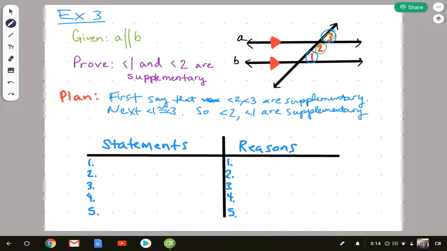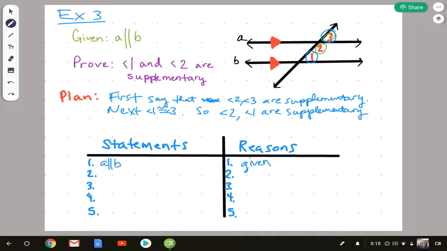Okay, so if this is my plan, then the next thing I'm going to do is go ahead and write down what those statements are going to be. So the first one is always going to be the statement that you're given. So A is parallel to B. And my reason will be what? Given. Okay, now we don't have to go in a completely the same order as my plan, but that's what I'm going to try to follow.